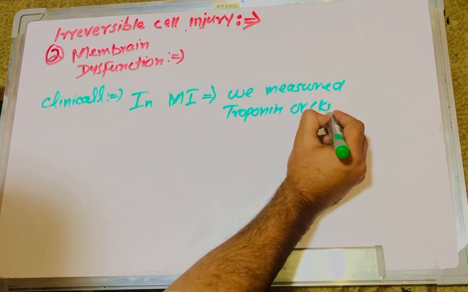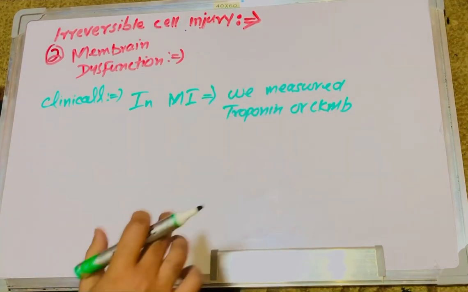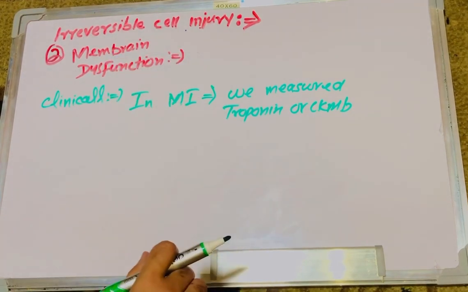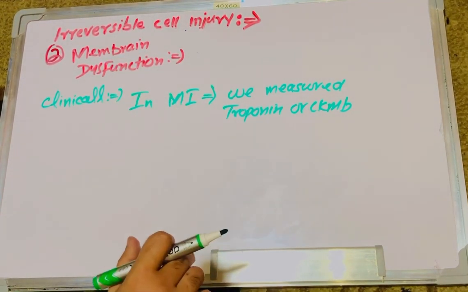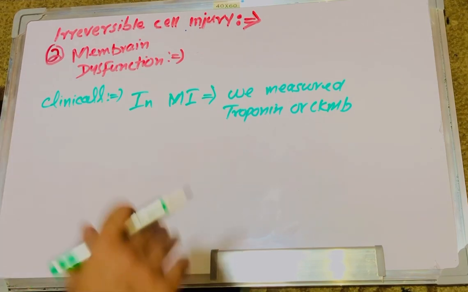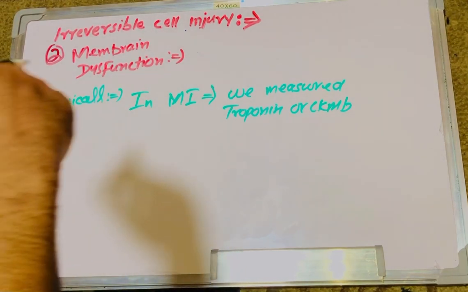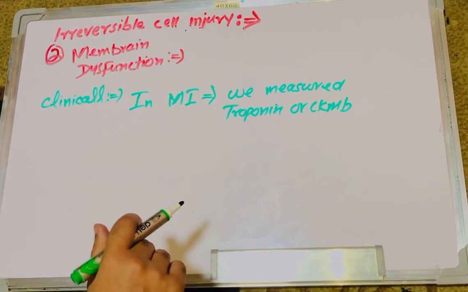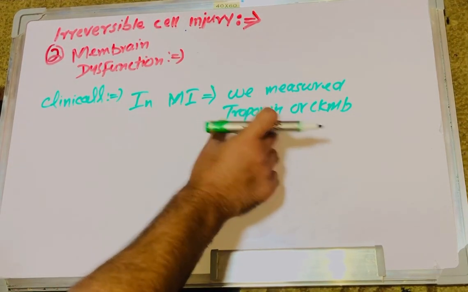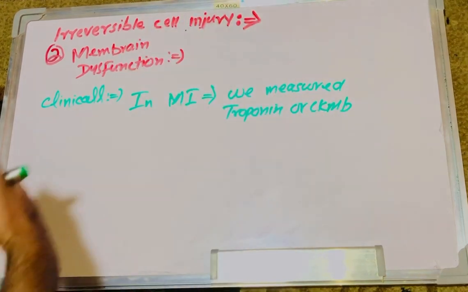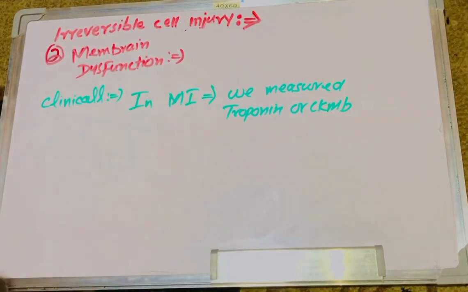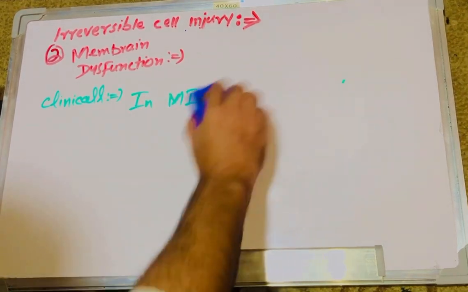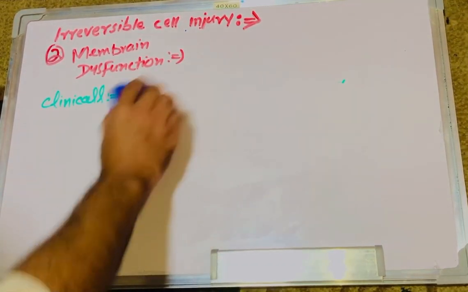CKMB level. Why did we make this in this disease? Because in this disease cell injury occurs. When cell injury occurs, the plasma membrane loses its permeability. When plasma membrane permeability is lost, troponin and CKMB get out from the plasma membrane into the plasma. So we measure the level of troponin and CKMB.